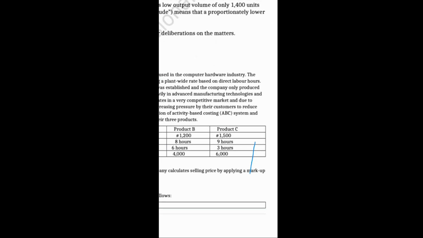Go to product C. Your unit cost is 3,030, Abby? Yes, sir. Calculate 25%. That is your profit on cost. 7.5. Then you can get your selling price.